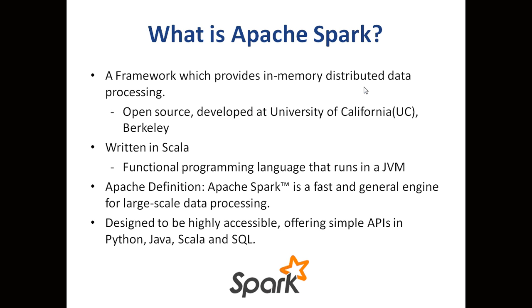This Apache Spark framework is written in Scala, which is a functional programming language that can run on JVM. Spark also offers simple APIs in the form of Python, Java, Scala and SQL. So you can write Spark programs using Python, Java and Scala.